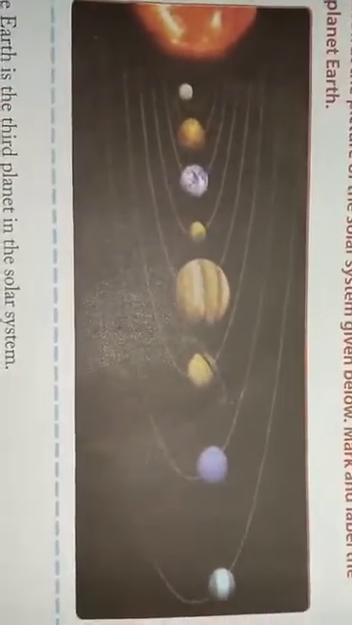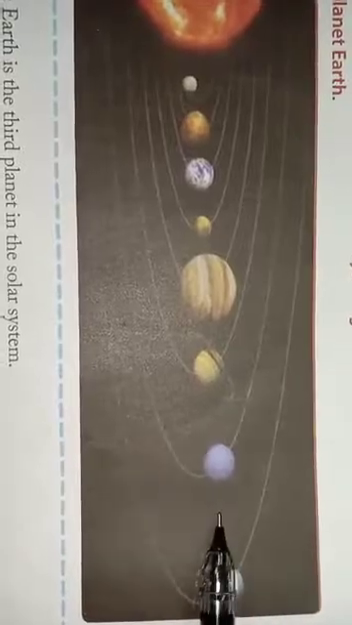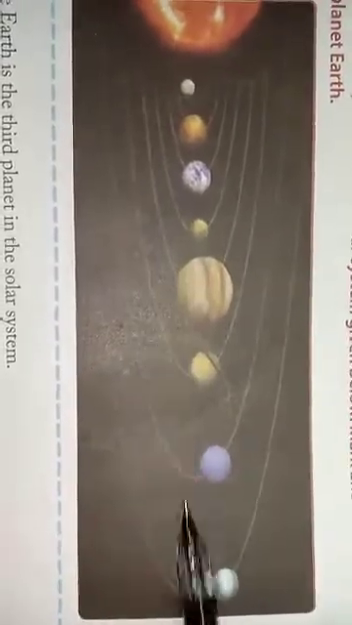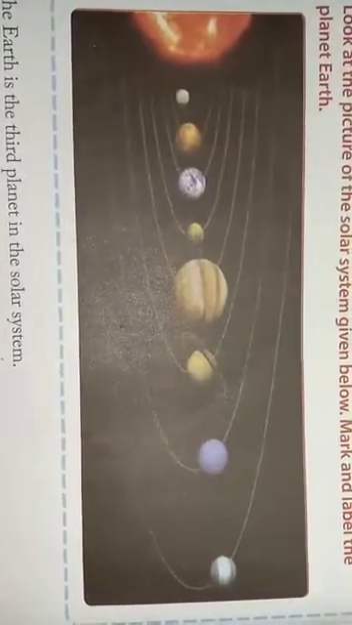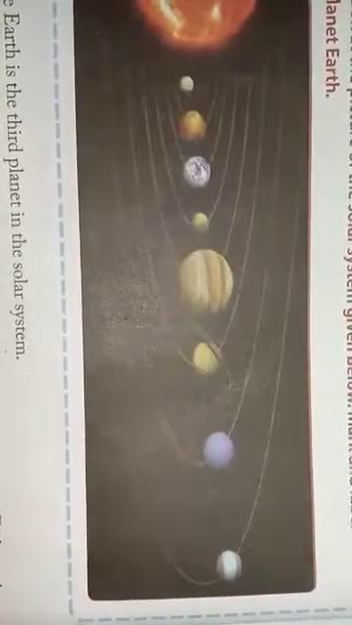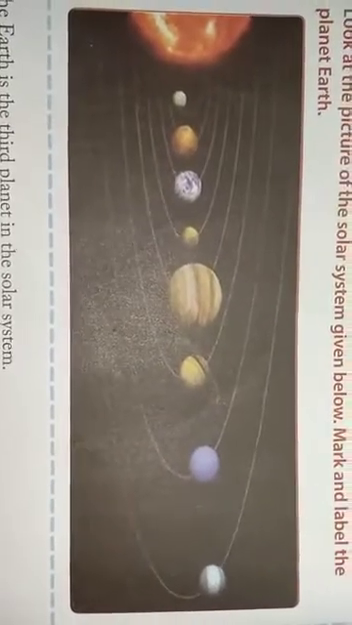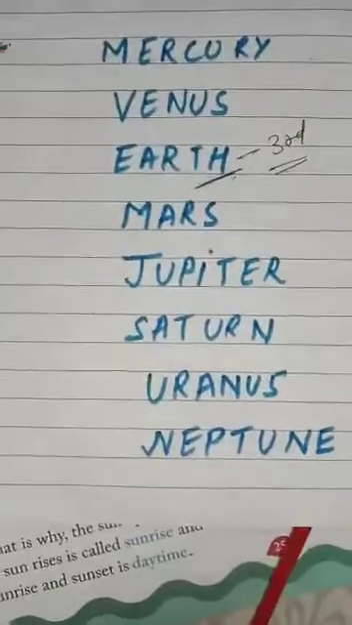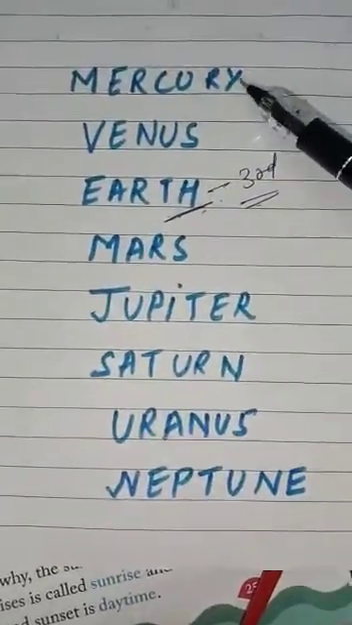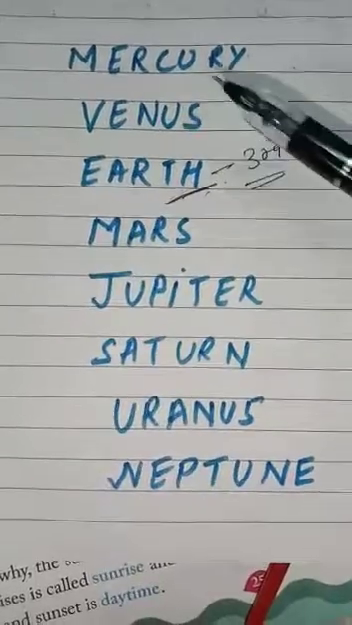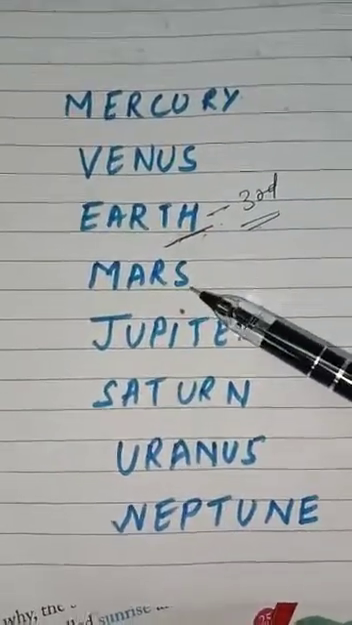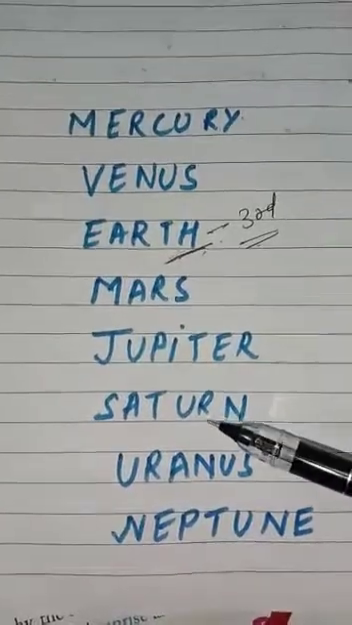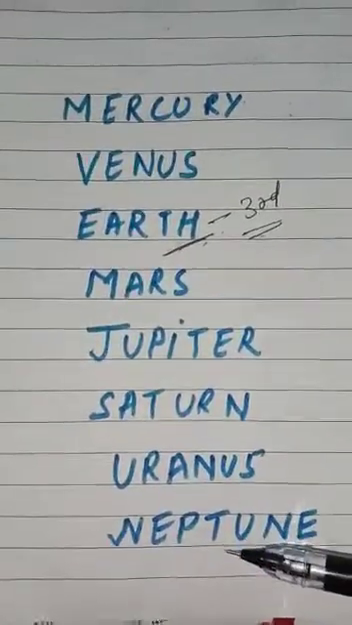First of all, my dear children, have a look at this picture and identify what this is. Well, this is the solar system. The earth along with the other planets and the sun is together known as the solar system. The earth is the third planet in the solar system. These are the planets of the solar system: Mercury, Venus, Earth, Mars, Jupiter, Saturn, Uranus, Neptune.